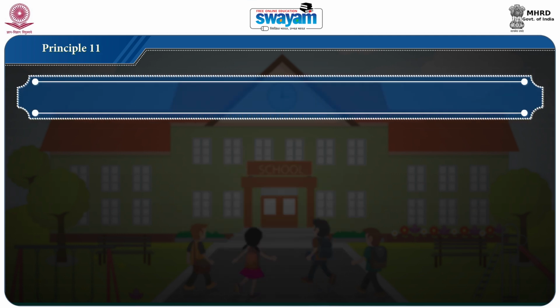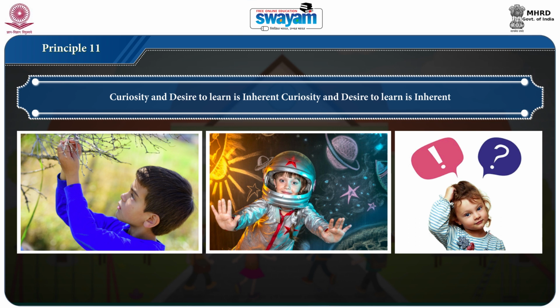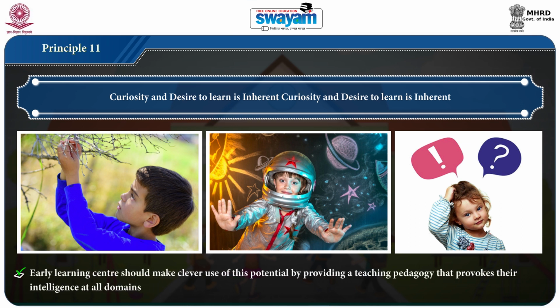The 11th principle is that curiosity and desire to learn is inherent. Any child born in this world does possess an inherent potential of curiosity to learn from things they see and people they interact with. This inherent potential allows them to stretch their imagination in search of alternatives, and formulation of questions and answers. Hence, the early learning center should make clever use of this potential by providing a teaching pedagogy that provokes their intelligence in all domains.